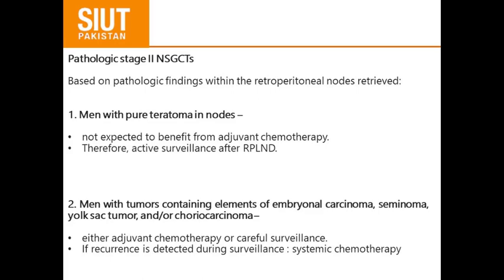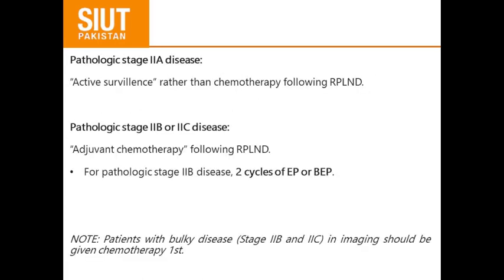systemic chemotherapy is advised. So, in patients who have undergone retroperitoneal lymph node dissection and are diagnosed as pathological stage 2A disease, again active surveillance is advised rather than chemotherapy. In stage 2B or 2C pathologic disease, adjuvant chemotherapy following RPLND should be advised with 2 cycles of EP or BEP.